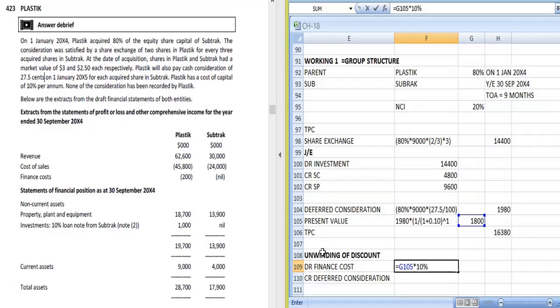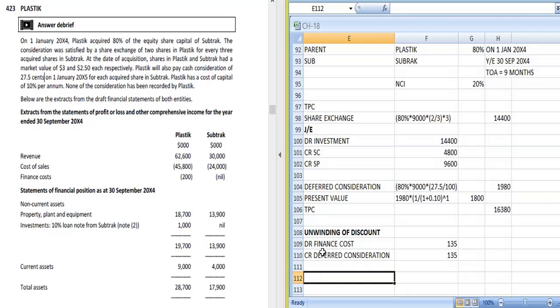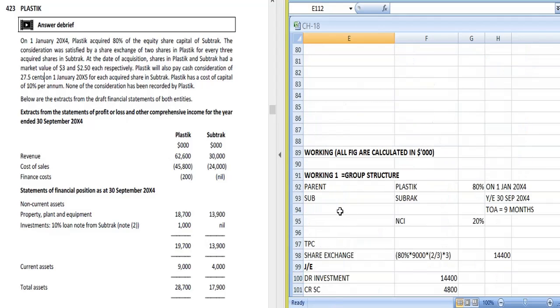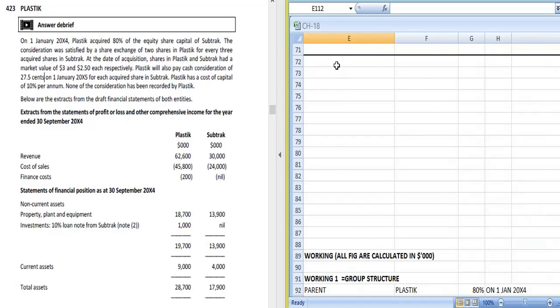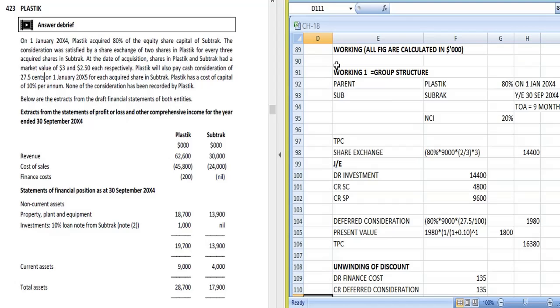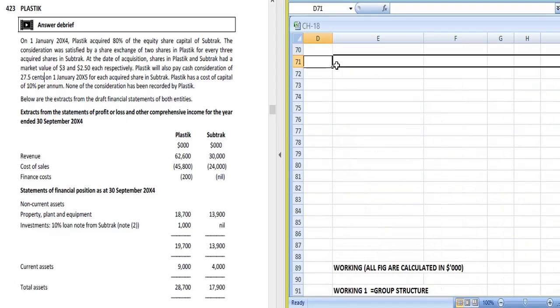But this 10% is for the per annum, and the time of acquisition is only 9 months. So we will multiply with 9 divided by 12 as well. The amount is 135. So okay, we have done with the working 1. So now we will read the additional information one by one. Here we will write down heading additional information.